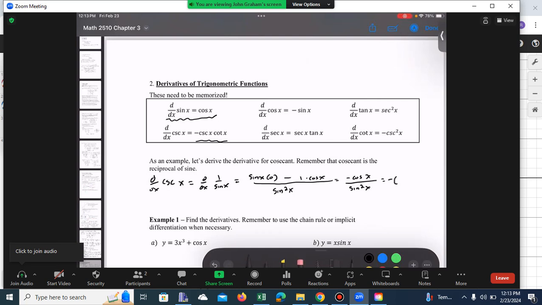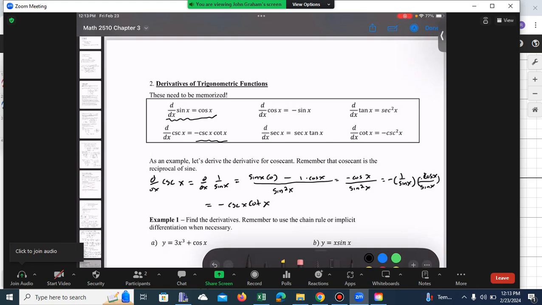Negative 1 over sine x times 1 cosine x over sine x. That's going to be equal to negative cosecant x. Okay. So that's how we can do and verify another derivative. So now we have 2 of them figured out.